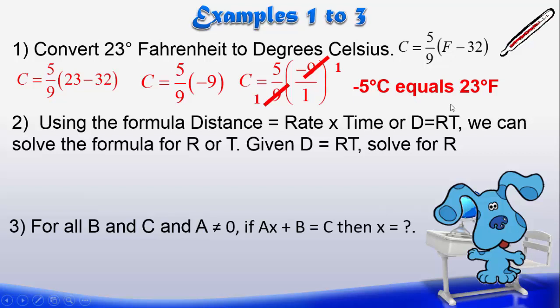Now, sometimes you're not given that information and you actually have to solve for the variable itself, just like we did with the linear formulas before. So let us look at example number 2. Using the formula distance is equal to rate times time, or d is equal to r times t, we can solve the formula for r or t. So let us solve for r. I'm going to go to the whiteboard and show you how I would solve this for r.